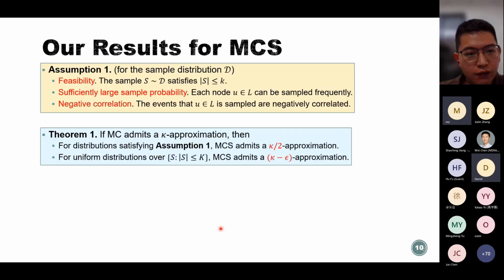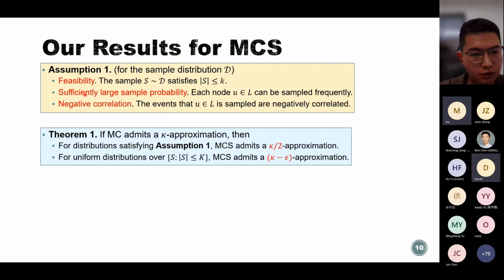First, we have an assumption for the sample distribution D. This assumption includes 3 conditions. Let me note that we indeed need some assumption. For example, if the distribution D always returns the empty set, then we certainly cannot do any optimization. So there must be some conditions over D, and we found 3 conditions about this distribution.